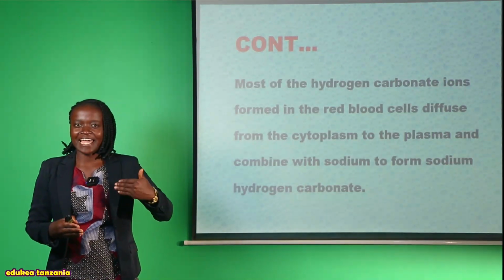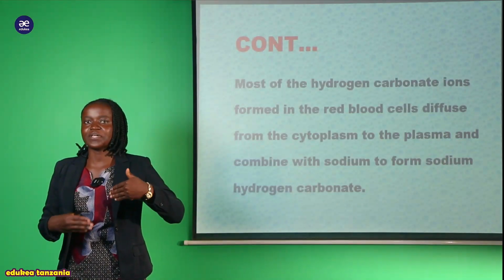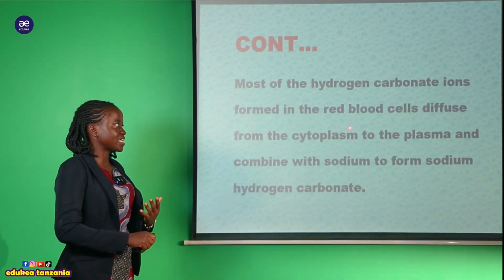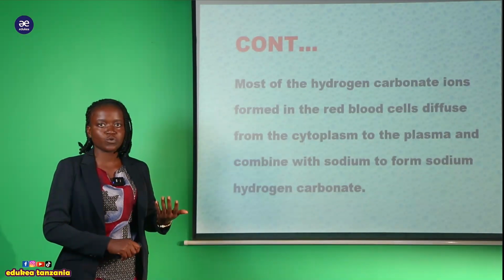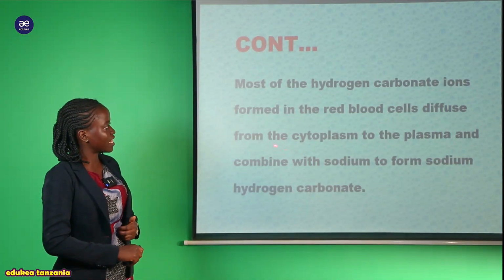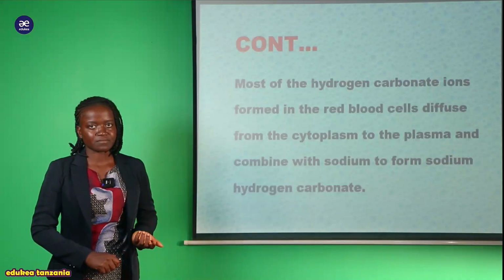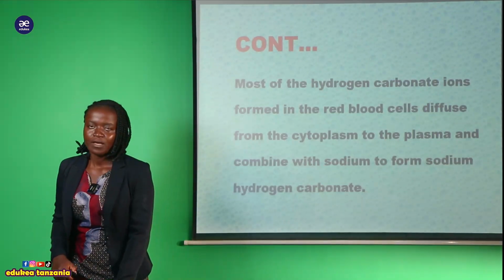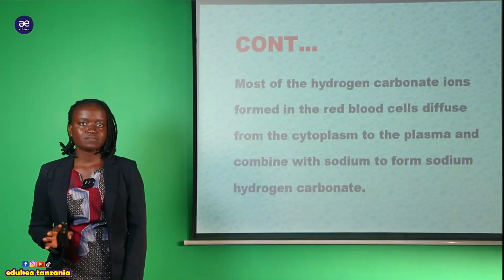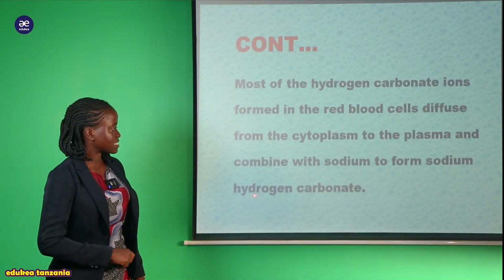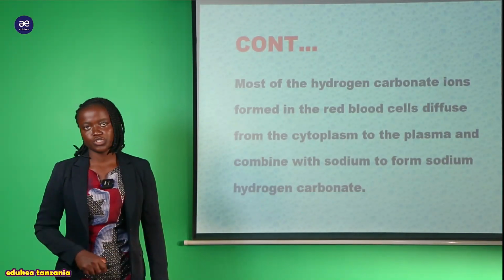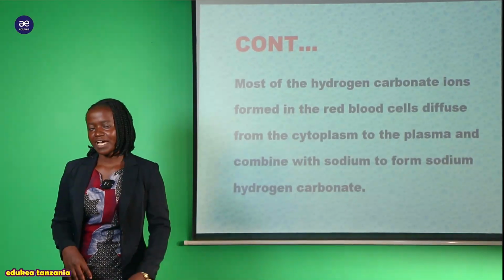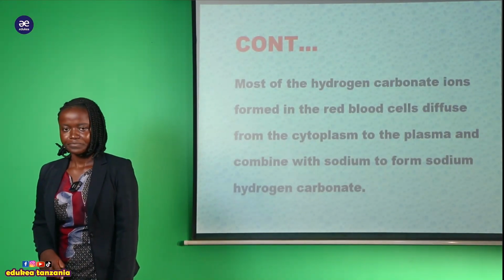Na ndio maana ile hydrogen carbonate inayofomika baada ya dissociation inaondoka kwenye ile red blood cell diffusion, kwa maana kwamba ina diffuse kutoka kwenye ile red blood cells inaenda kwenye cytoplasm. Kule kwenye cytoplasm sasa ndipo ambapo ina combine na sodium ambayo inapatikana ndani ya cytoplasm in general, inaenda kutengeneza sasa sodium hydrogen carbonate. Hiyo ndiyo stable compound of the hydrogen carbonate.